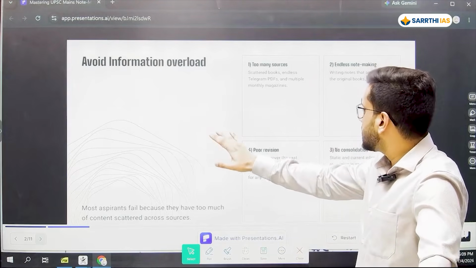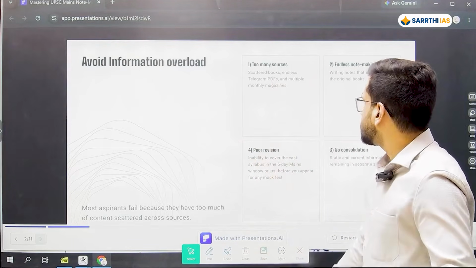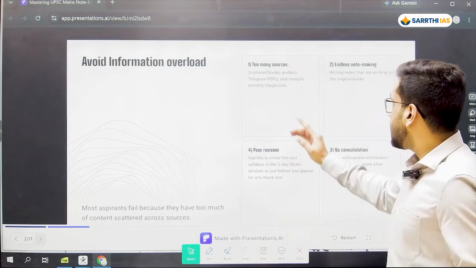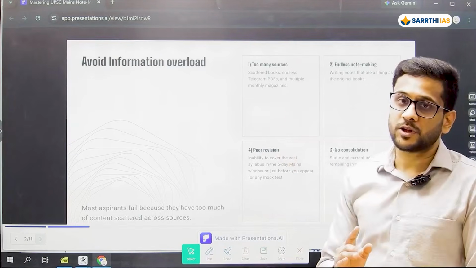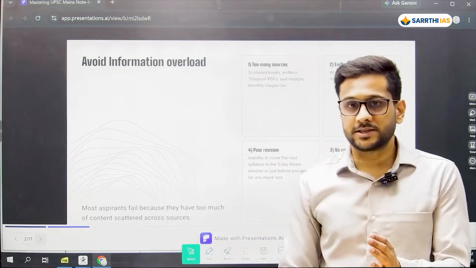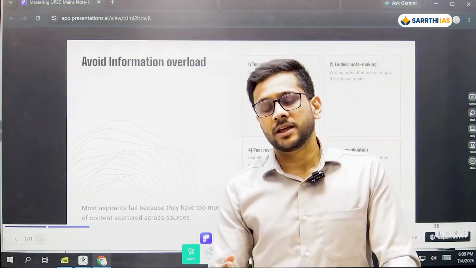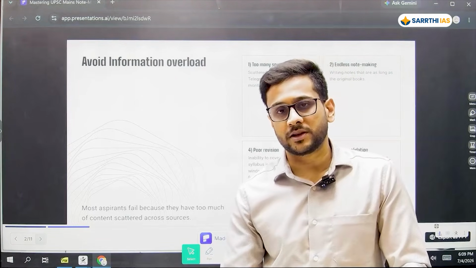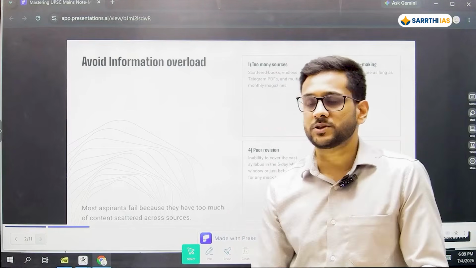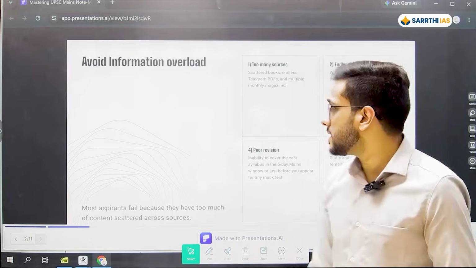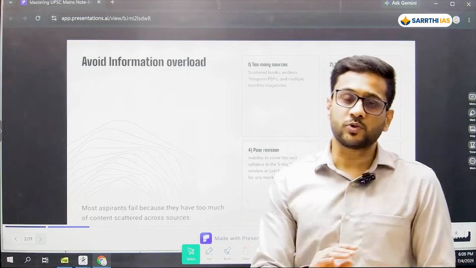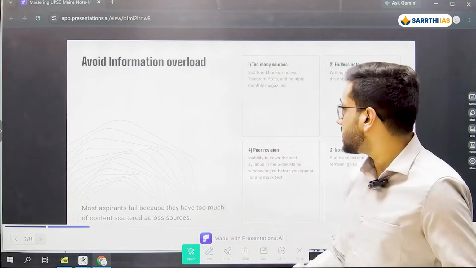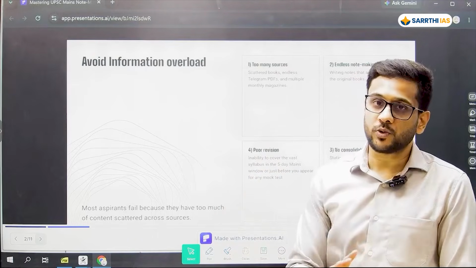So some of the things which we have to avoid is first, too many sources. I have mentioned that we generally refer to a lot of books for different subjects. That is one source. Then in Telegram nowadays we are getting a lot of PDFs. So let's say some coaching institute or some topper is sharing notes on society in GS1, we are downloading it. Then if we find some better source from some other topper or from some other coaching institute, we again download it and collect so many Telegram PDFs. Then multiple monthly magazines. Do not follow monthly magazines of more than one coaching institute, otherwise your content will be scattered across different sources. The first thing is to avoid too many sources.